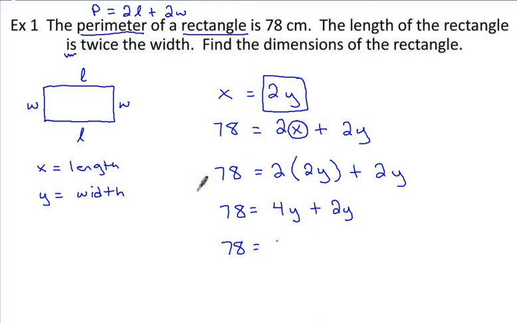4y and 2y is a total of 6y. And y'all have the calculators. What's 78 divided by 6? 13. So 13 equals y. Guys, go up here. Put that 13 next to this so that when you try to write your sentence, it's really easy and you don't get mixed up in all that kind of stuff.